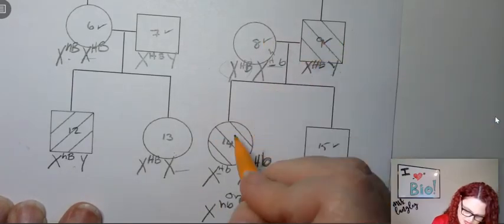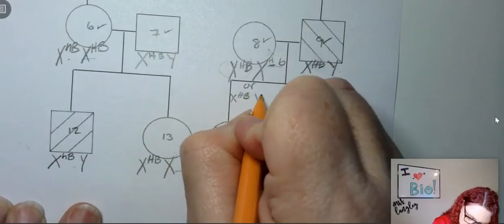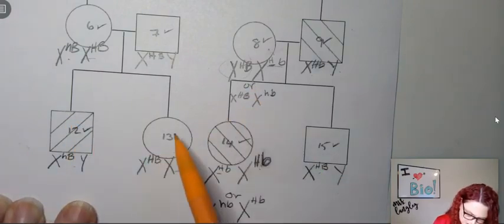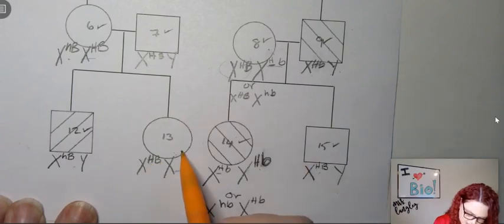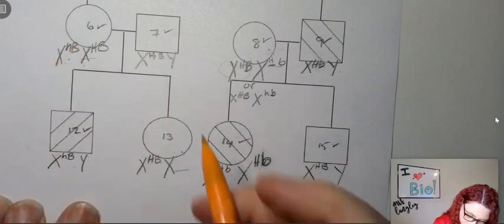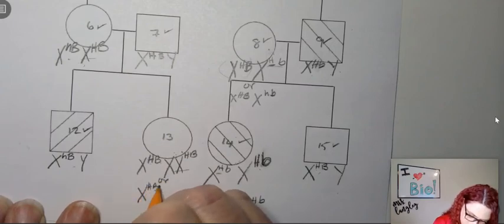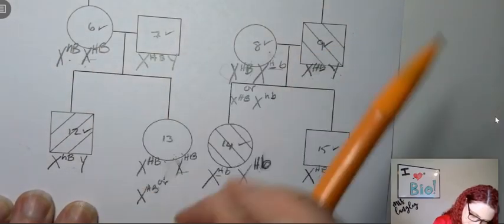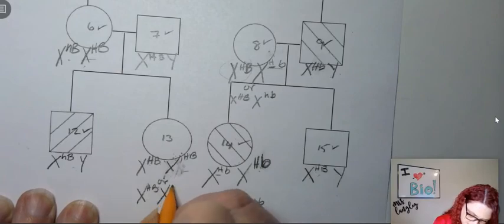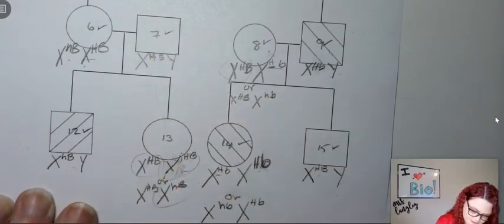So now we know number 8. So this one is this or this. We know number 14. We know number 12. So if this one got the capitals from dad, and it's not showing anything, then this one could have gotten this one or this one, either one. So it could be X, big HB, or X with a little h and a b. Okay, so if this came from dad, then it's either this one or this one that came from mom. So we figured that one out.